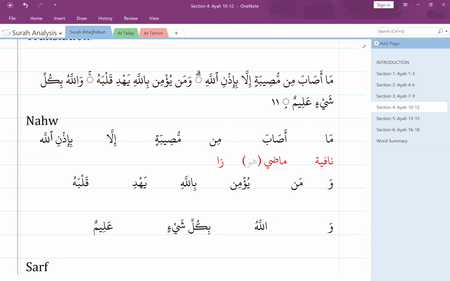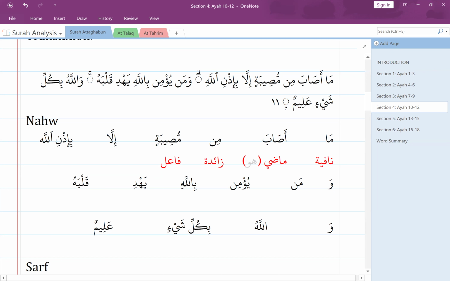Ah, there we go. This is min zaida, because if you remove it, ma asaba musibatun, it makes sense. So if you remove the min, the meaning is still there. It tells you that this min is min zaida. And it just adds emphasis to the kind of musiba, any kind of musiba, basically. That's the stress there. So this one we would say is the fa'il, musibatun. And it's majroor lafdan, but it's marfu mahallan. Basically what that means is fi mahalli rafa. For those of you who are not familiar with that terminology, it's fi mahalli rafa.